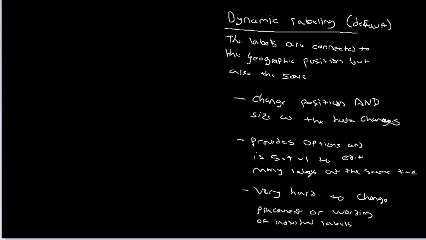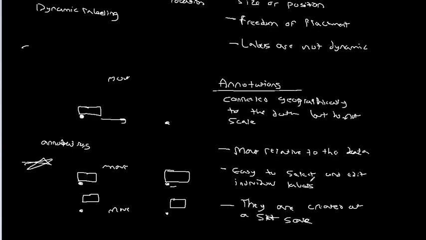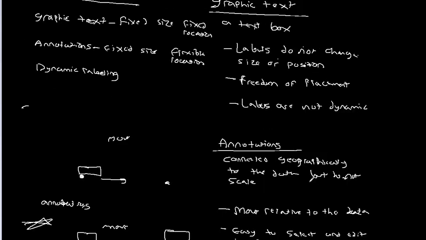So hopefully this makes sense. I know there was a lot. I'm going to go back through really quickly and just recap what we've talked about. In this video, we covered the 3 types of labels. We have graphic text, which is a text box which has a fixed size and location, and a fixed text that is only editable through the text box. Next, we have annotations, which are a fixed size because they're generated at a specific scale, but they're flexible in location, and generally speaking, they update with changes to the data.